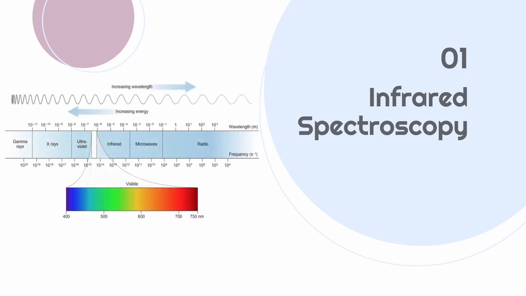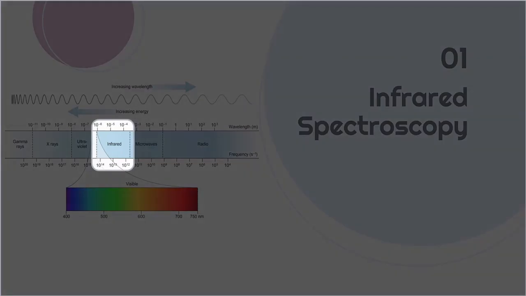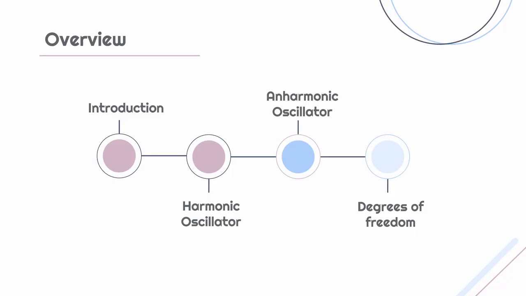Welcome to the first part of the course, Infrared Spectroscopy. It is obvious from the name itself that this spectroscopy deals with the infrared region of the electromagnetic spectrum. So, we'll begin with a brief introduction and then we'll look into harmonic and anharmonic oscillators. And why we look into these oscillators is to understand the vibrational motions of the molecule as an oscillator. And then we'll discuss degrees of freedom with examples.